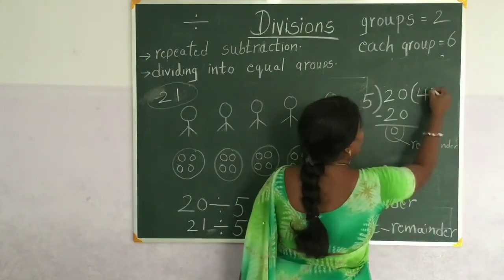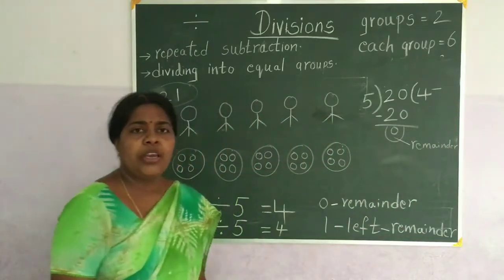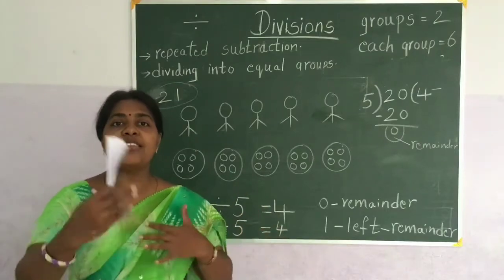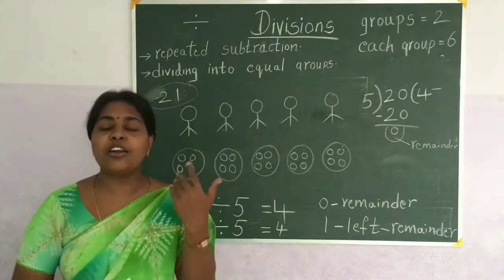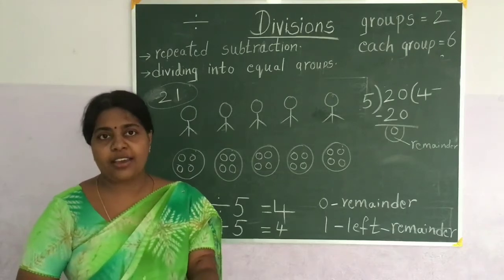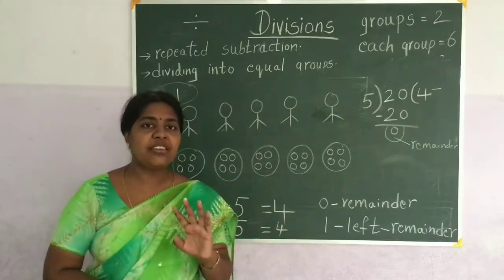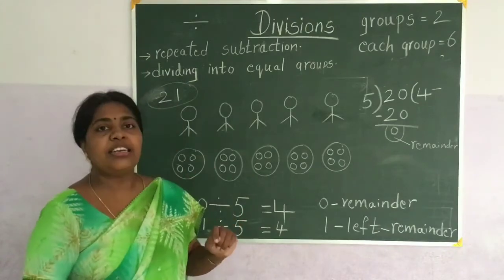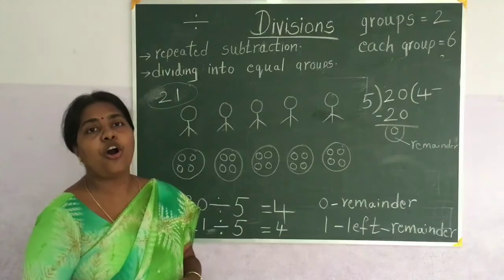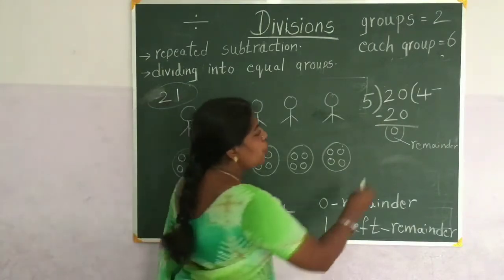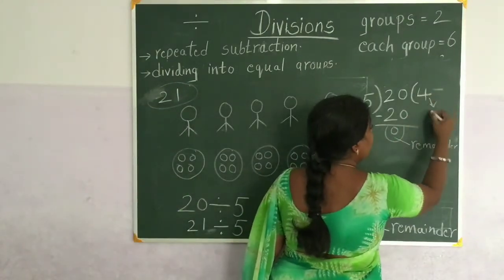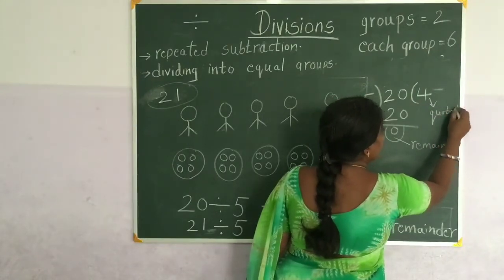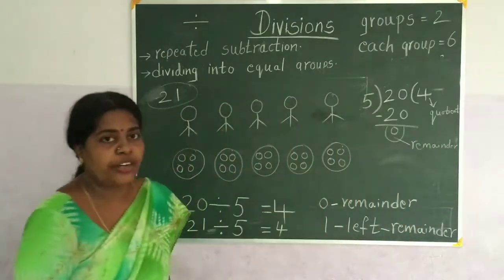Now what about this 4? Here 4 is nothing but each child is getting 4 laddus. That is the answer. So how many laddus is each child getting? 4. Each child is getting 4. That means it is nothing but the answer. So the answer in the division is called quotient. So here 4 is called quotient. So this is remainder, that is quotient.